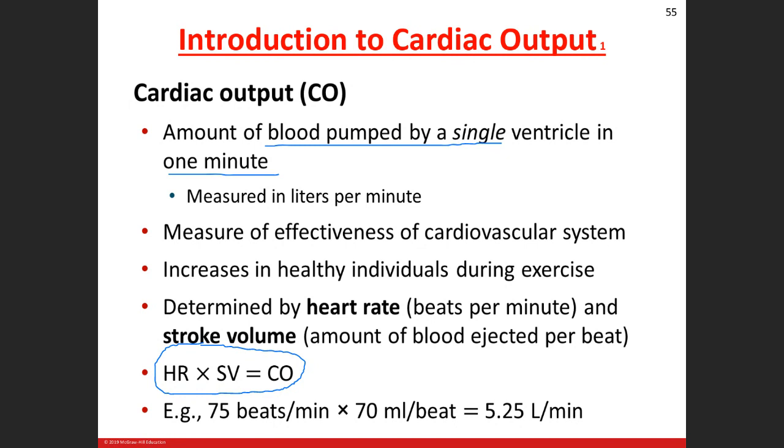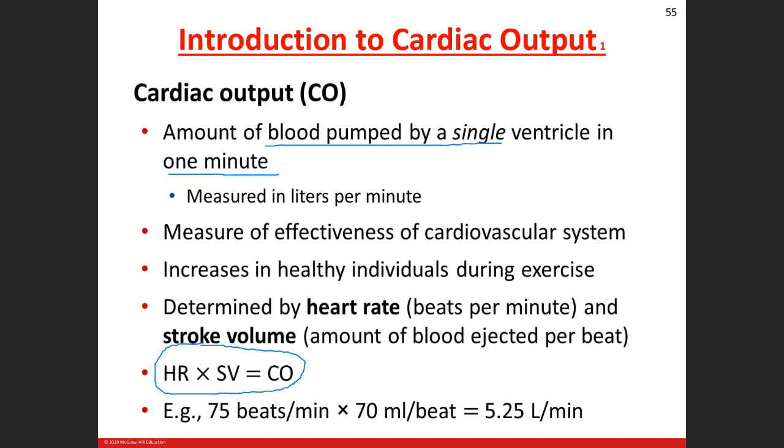So therefore, it's going to have to do with volume, and we measure it in liters, and time. Okay, so it's going to be liters over minutes, which will be 1 minute. Basically, cardiologists and physiologists that work with the cardiovascular system will use it to monitor the overall function or performance of the cardiovascular system.